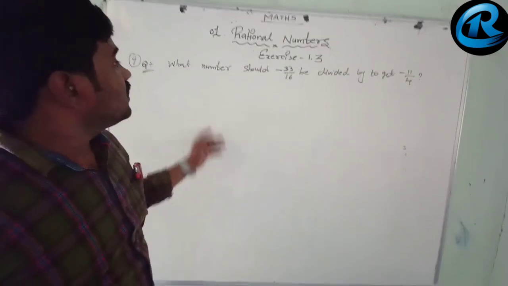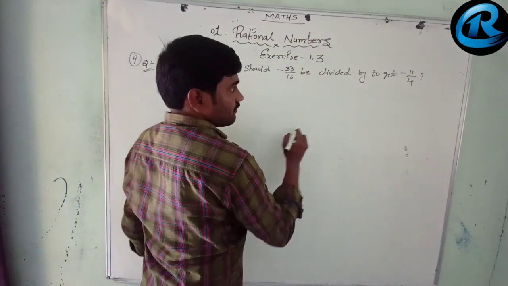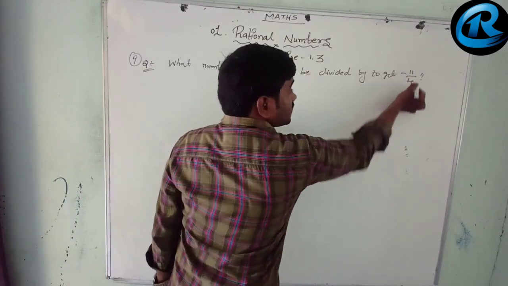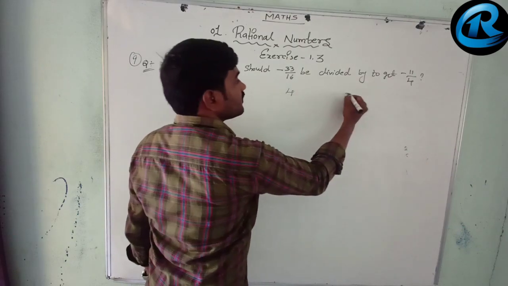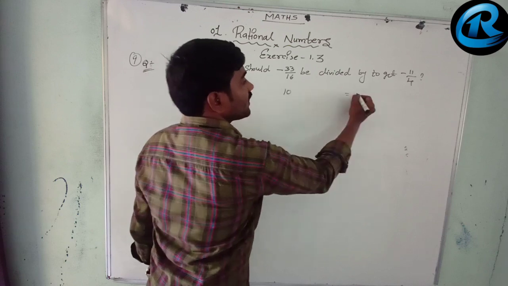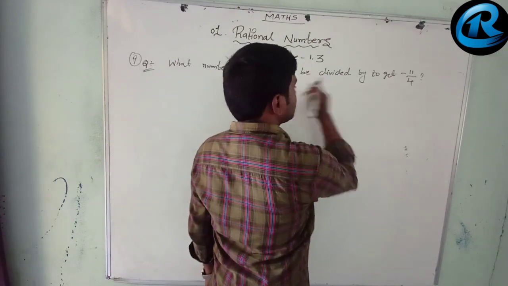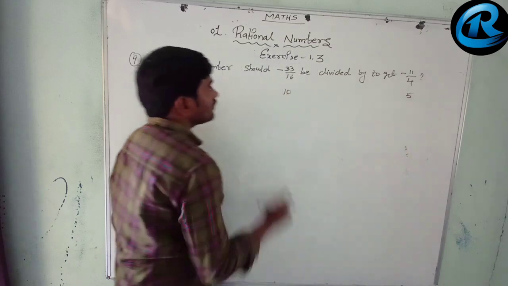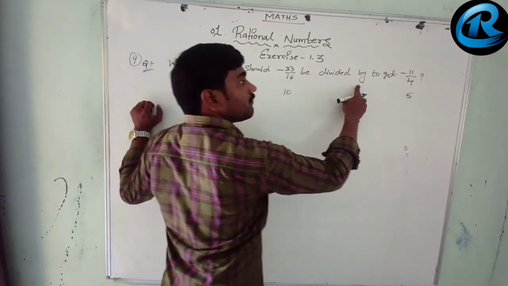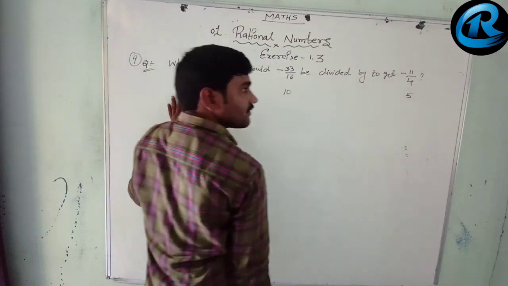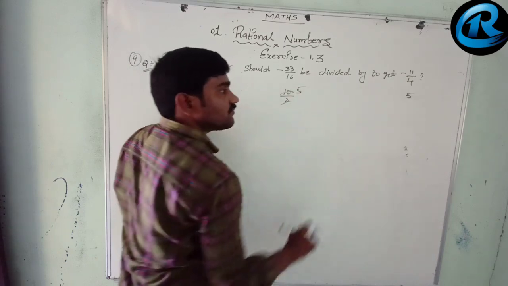I will make you understand. See, what number should divide this, to get minus 11 by 4. Suppose, what number should 10 be divided by to get 5 as an answer? In the place of this you write, assume 10 and this is 5. Now what number should 10 be divided by to get a 5? That is 2. 2 ones are 2, 2 5s are 10. So we get the answer.